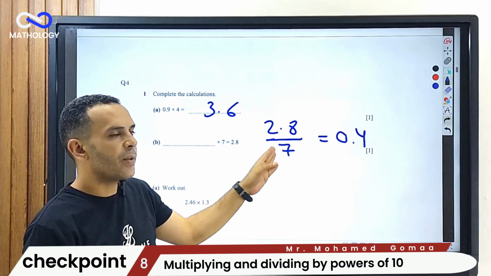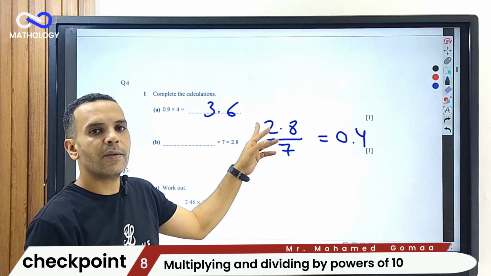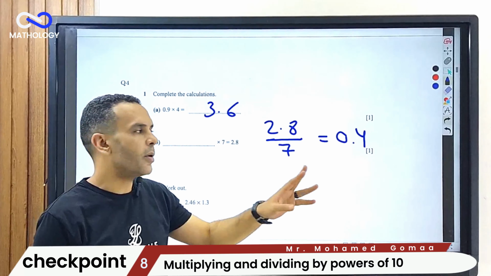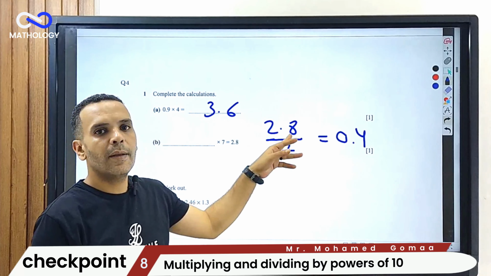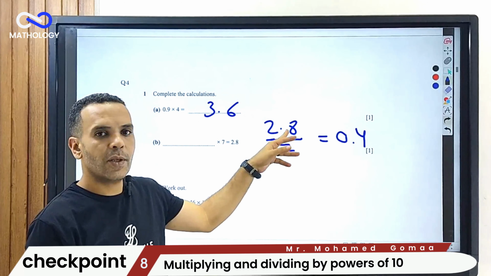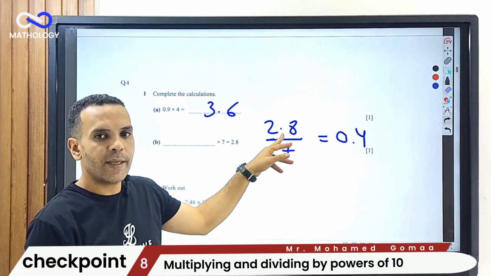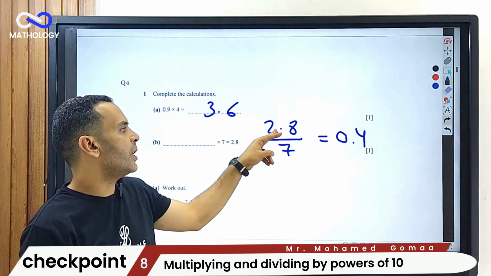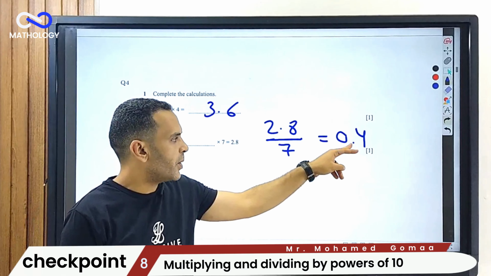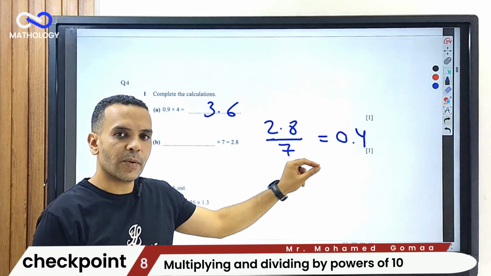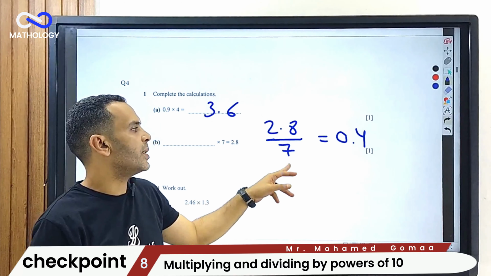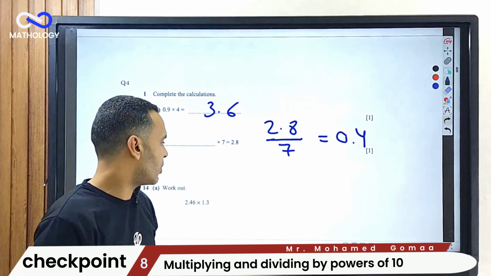To divide 2.8 by 7, start from the left. 2 divided by 7 doesn't work. Put 0 and take the next digit. It will be 28, but to take it, you have to reach the decimal point. So put the decimal point in its position and take 8. It will be 28 divided by 7, which equals 4.